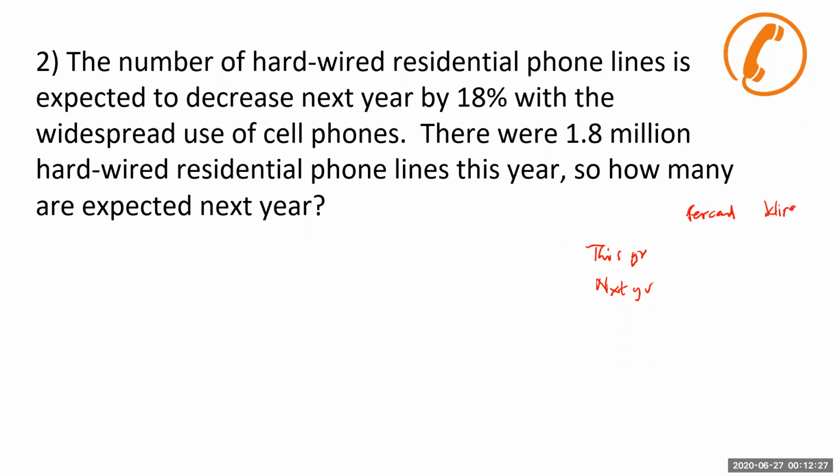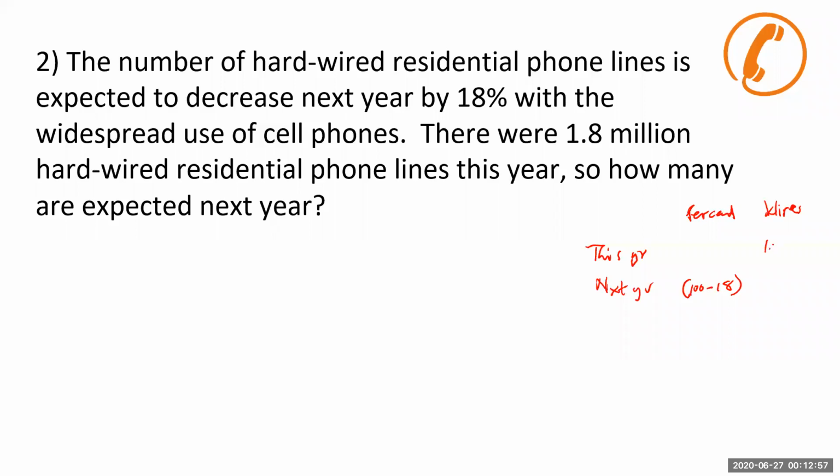Wires. Okay, so let me go put wires. The number of hardwired residential phone lines is expected to decrease next year. Okay, so next year is supposed to decrease by 18%. So I will do 100 minus 18, and then next year. With the widespread use of cell phones, there were 1.8 million hardwired residential phone lines this year.